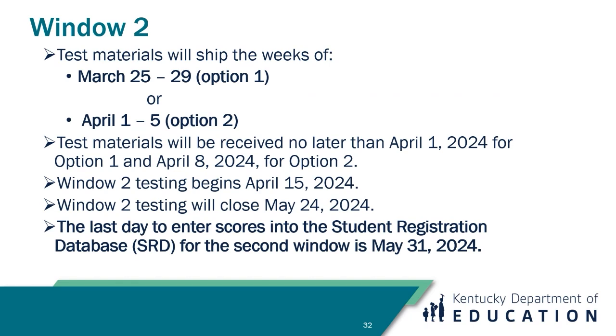The SRD will also open April 15th for window 2 score entry. The second testing window will close May 24th, 2024. Remember, districts reserve the right to conclude testing before May 24th, 2024 if they choose to. The last day to enter scores in the Student Registration Database, or SRD, for the second window is May 31st, 2024.